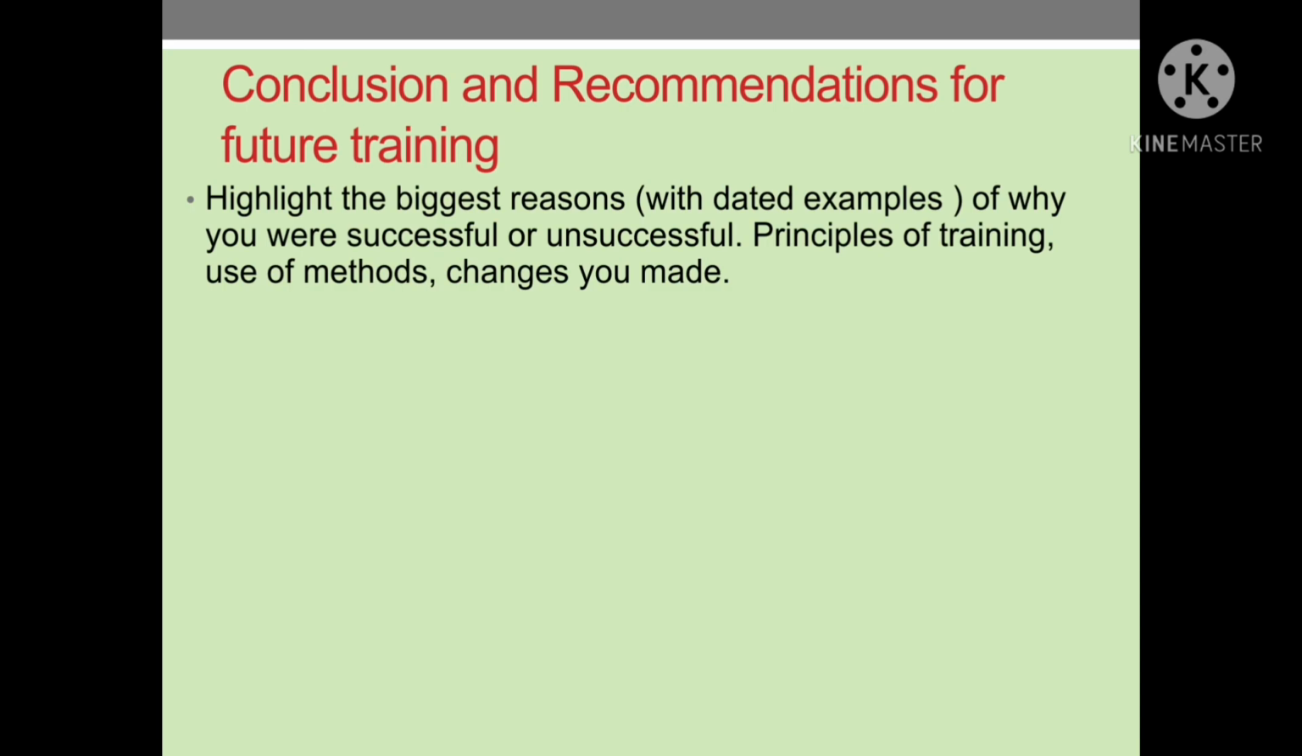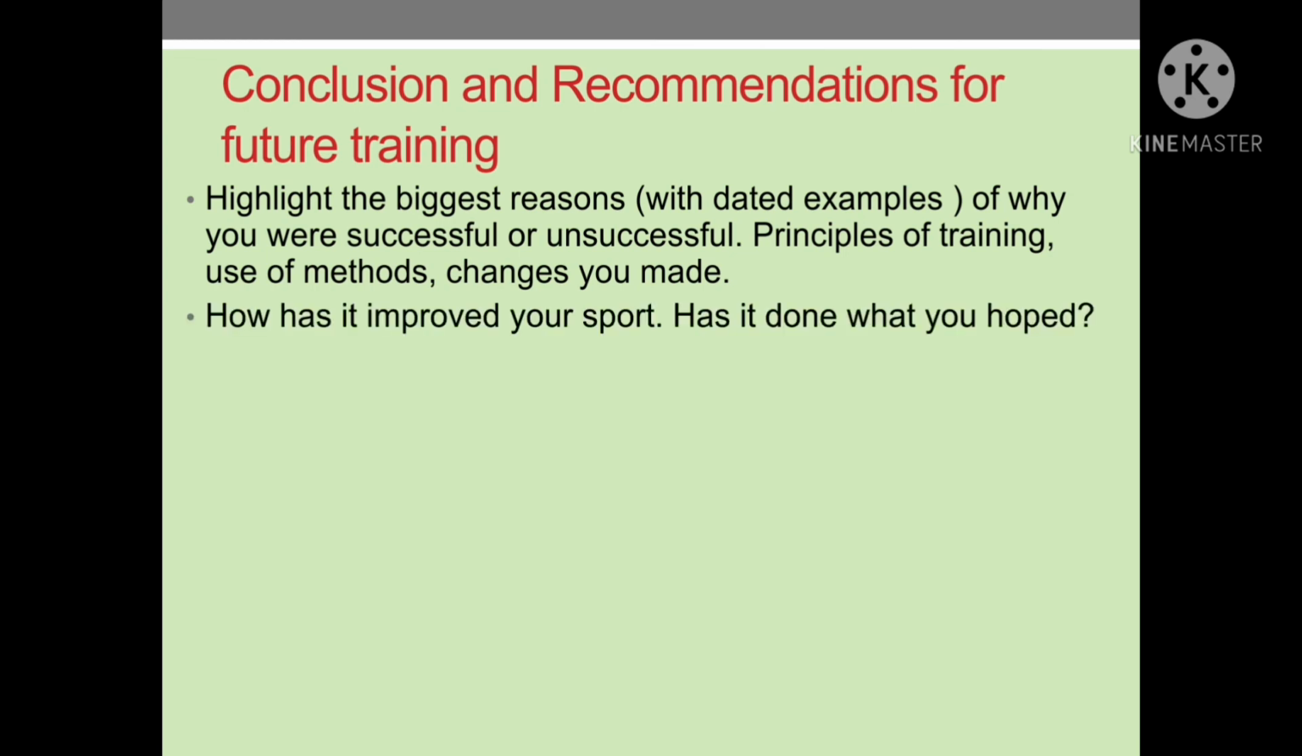So highlight the biggest reasons for success or failure, okay? Highlight the principles of training that went really well. Maybe your choices at the start, were they correct? Were the stations in your circuit training incorrect or correct? And how has it improved your sport? Go back to your sporting target. From your sporting target, what has improved? How much did that improve by? Really focus on that sport and how it's improved.